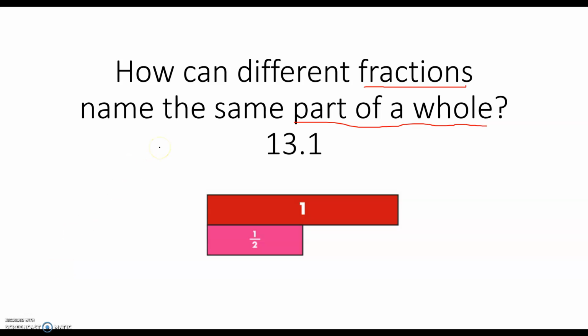Your lesson essential question is, how can different fractions name the same part of a whole? So we'll be looking at fractions today and how they name parts of a whole. If you look down here, we have one whole, and then this fraction names 1/2. So two of these, because my denominator is 2, two of these pink pieces equals one red bar.